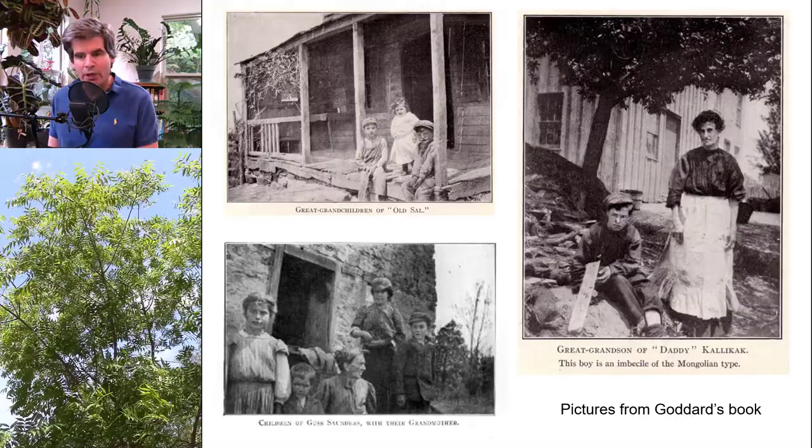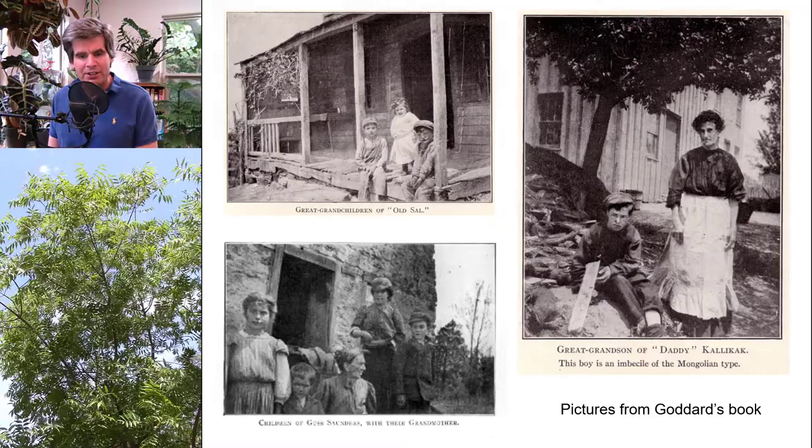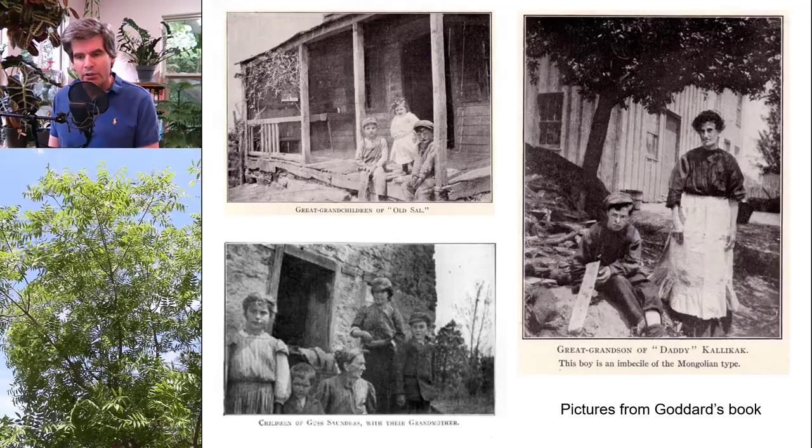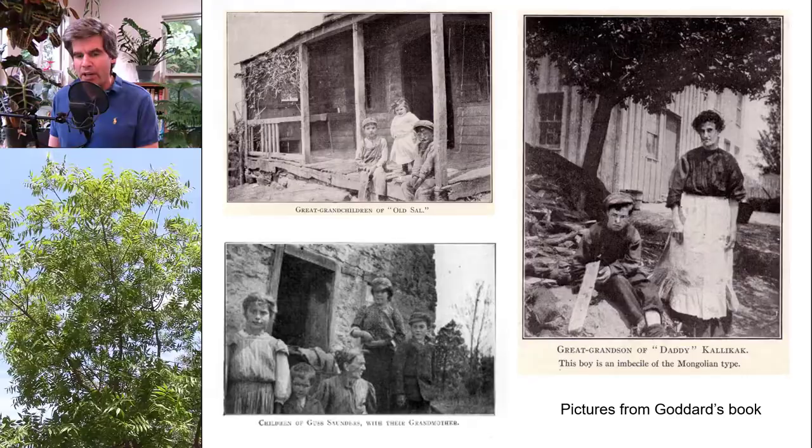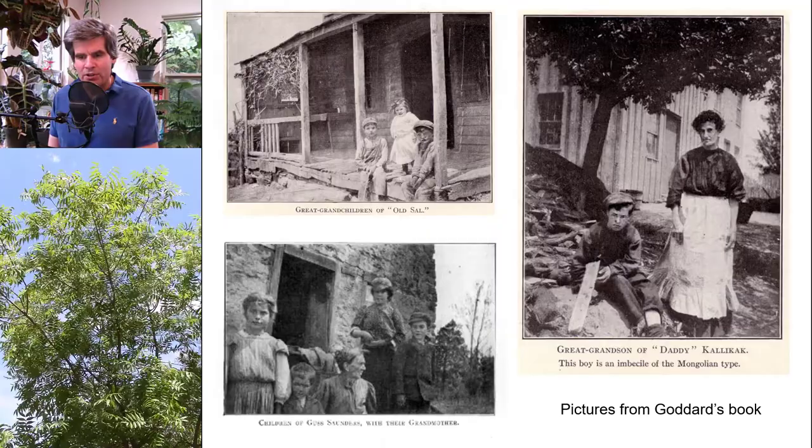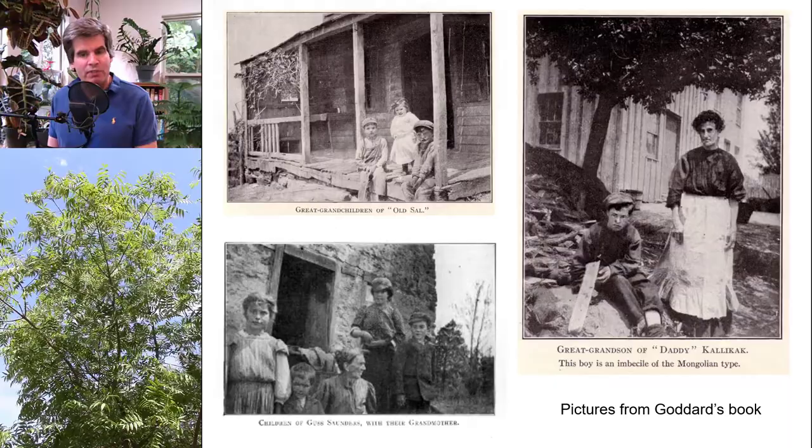In contrast, Goddard reported that he found 469 descendants of that respectable Quaker wife. And among this group, Goddard found only 3 somewhat mentally degenerate people. And in this group, he found many doctors, many lawyers, and many judges. The pictures on the screen are from Goddard's book, and they are supposed to be pictures of the descendants from the feeble-minded side of the family.